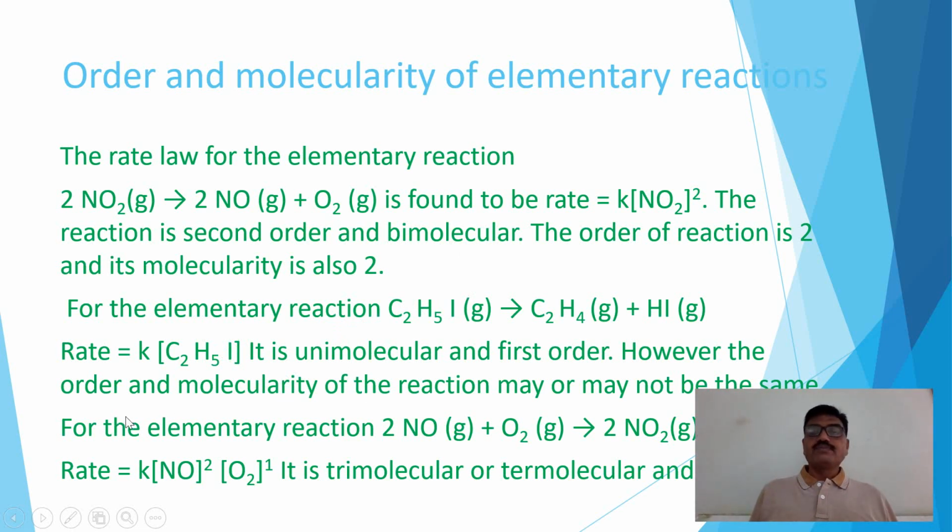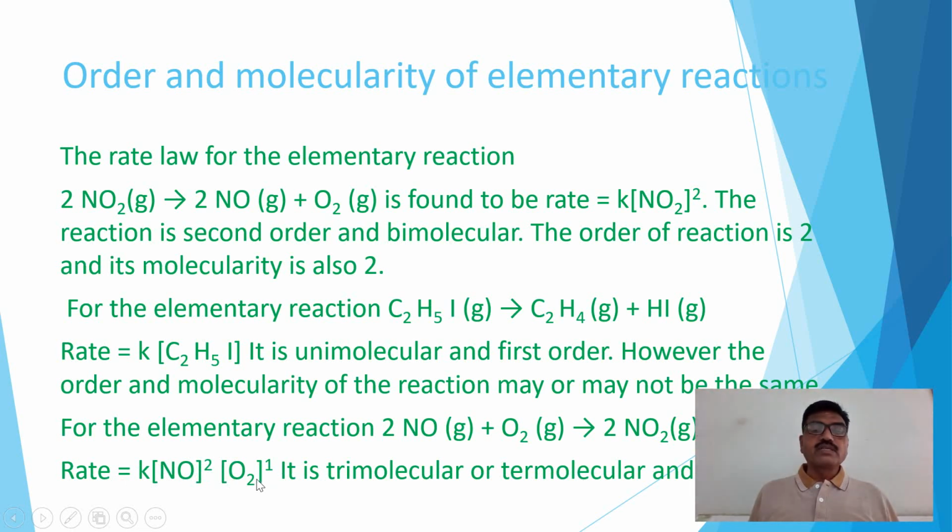Let us see one more example, for this elementary reaction: nitrogen monoxide when treated with gaseous oxygen produces 2 NO2 gas. The rate law expression is given like this. The rate depends on the concentration of nitric oxide and the concentration of oxygen. So it is an example of a trimolecular, also called termolecular, reaction, and the order is third order. See here how it is third order: how the rate depends on the concentrations is given experimentally here.